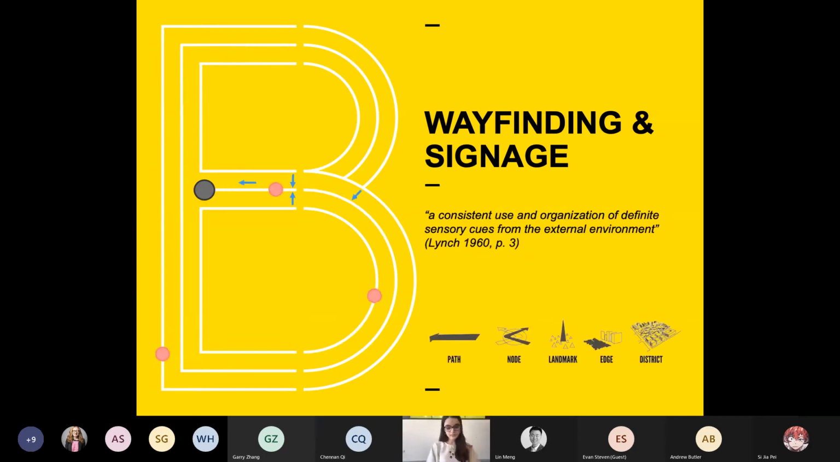So Lynch, an urban planner and author, defines the process of wayfinding as a consistent use and organization of definite sensory cues from the external environment, or simply put, how we get from point A to B. Signage is proven to be the most crucial to this, as it has high visual saliency and helps ensure people can navigate through unfamiliar environments successfully.